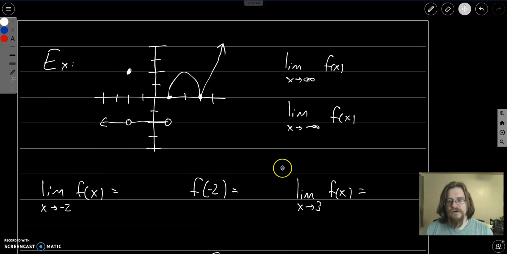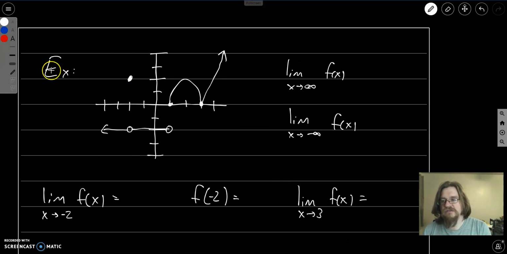Now, for some functions, they won't tell us the exact equations that govern the function, but they'll just give us a picture of what it is. So we've got a couple of limits over here. We've got the limit as x approaches infinity and as x approaches negative infinity.